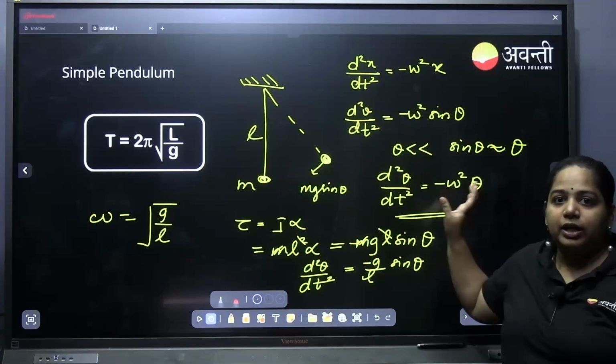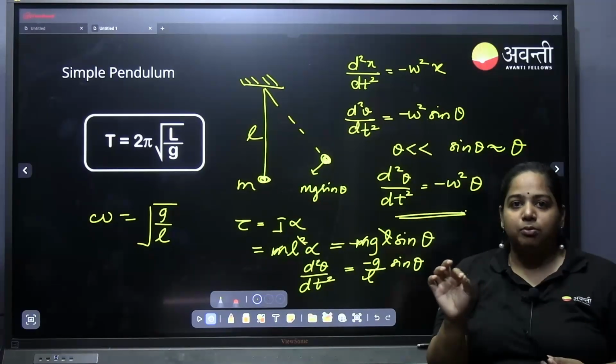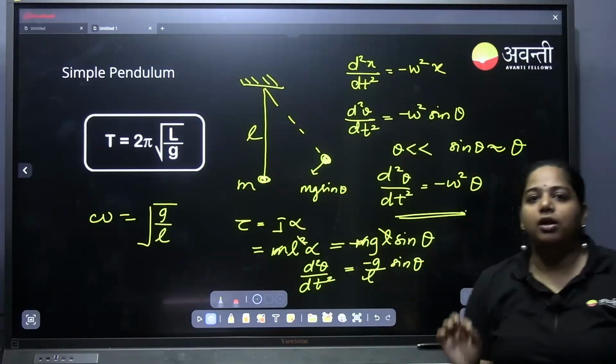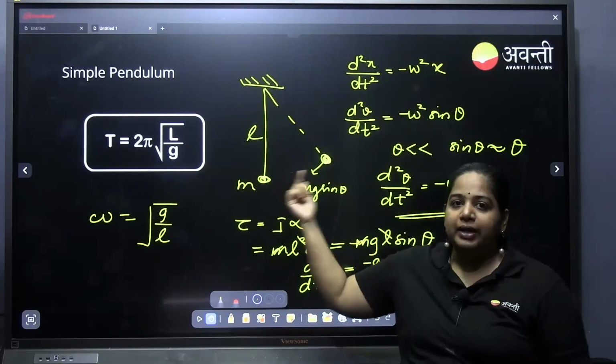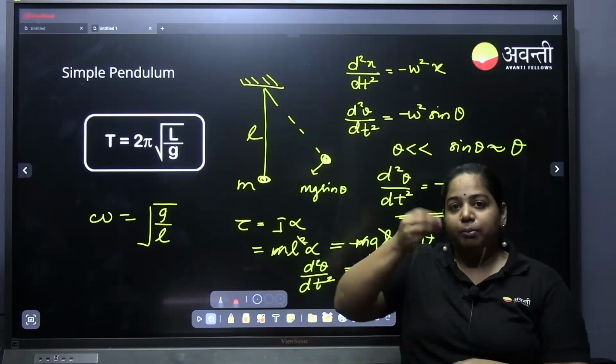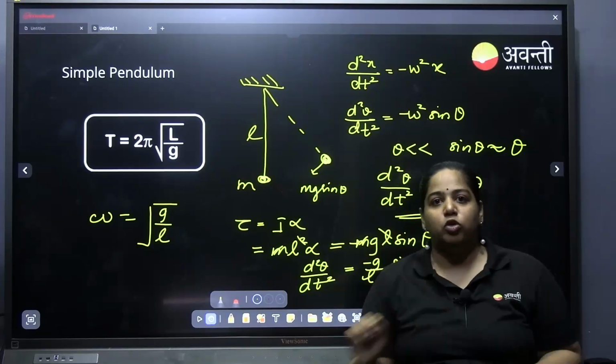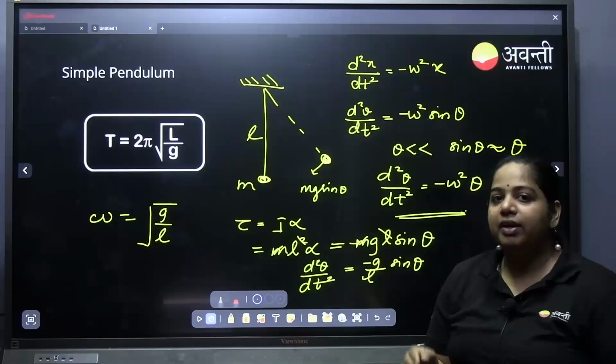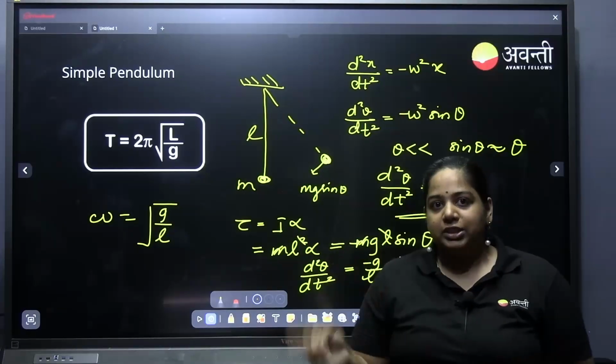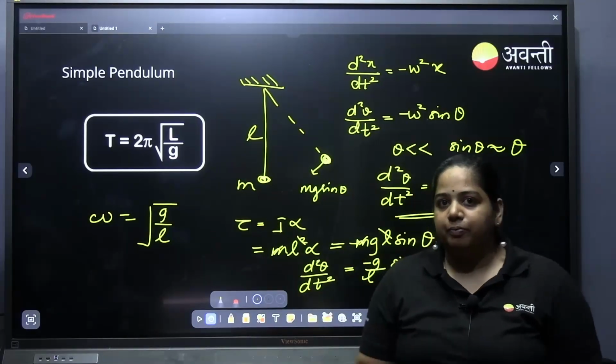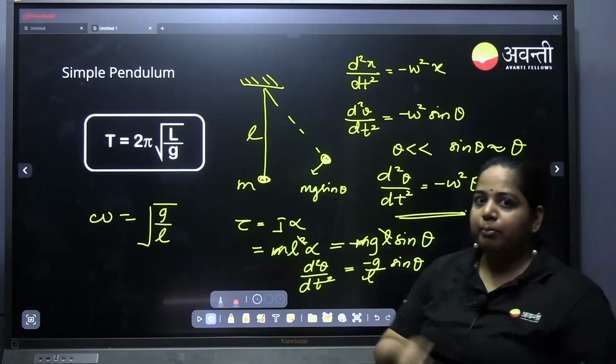SHM equation. So when the angle is very small, oscillations are very small, simple pendulum is an SHM. But if you take big oscillations, simple pendulum won't be SHM. That's why when you are calculating for g, you are not getting the exact correct value, because you are taking big oscillations.